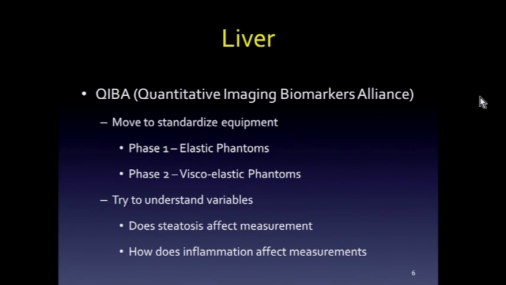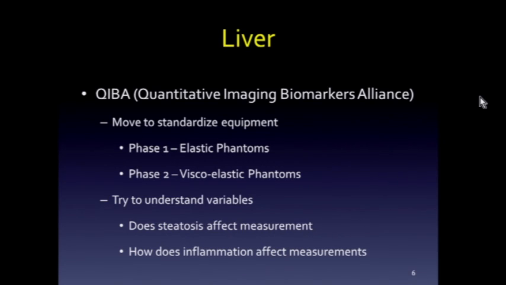So QIBA actually wanted to try to standardize equipment. There was a phase one, in which we used elastic phantoms, and what we did was take multiple measurements in these phantoms at different stiffness values and different depths with multiple vendors at multiple sites, and we found what each vendor's performance was at different stiffnesses and values, and they had that information so they could go back and again try to move their equipment by evaluation of their algorithms to be more consistent.